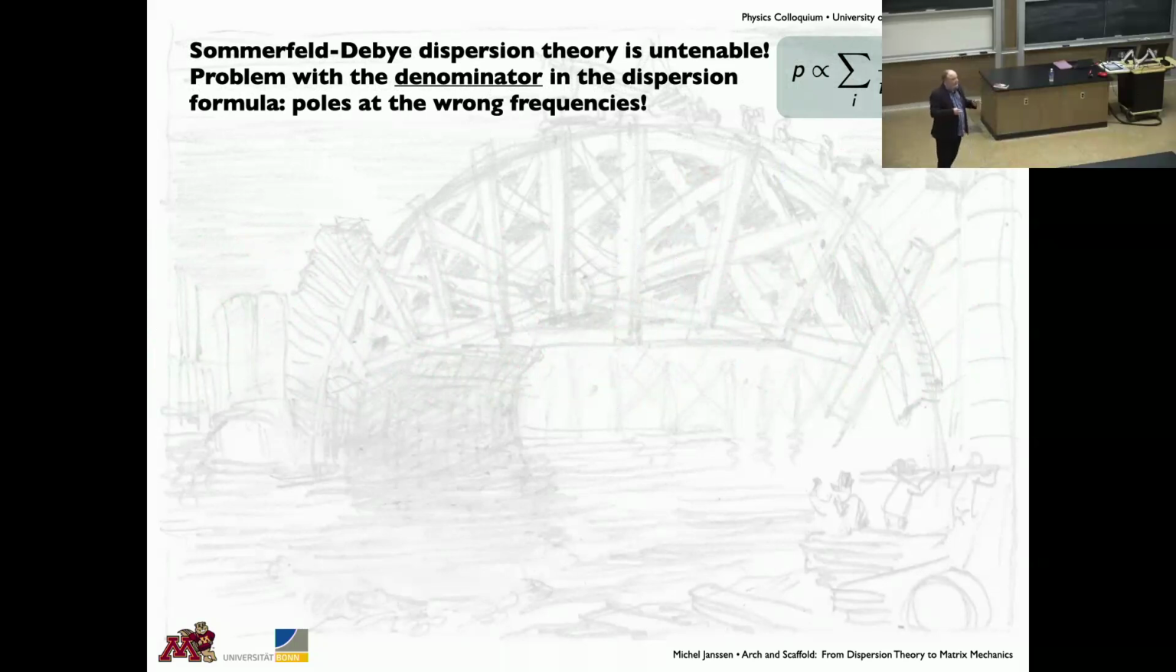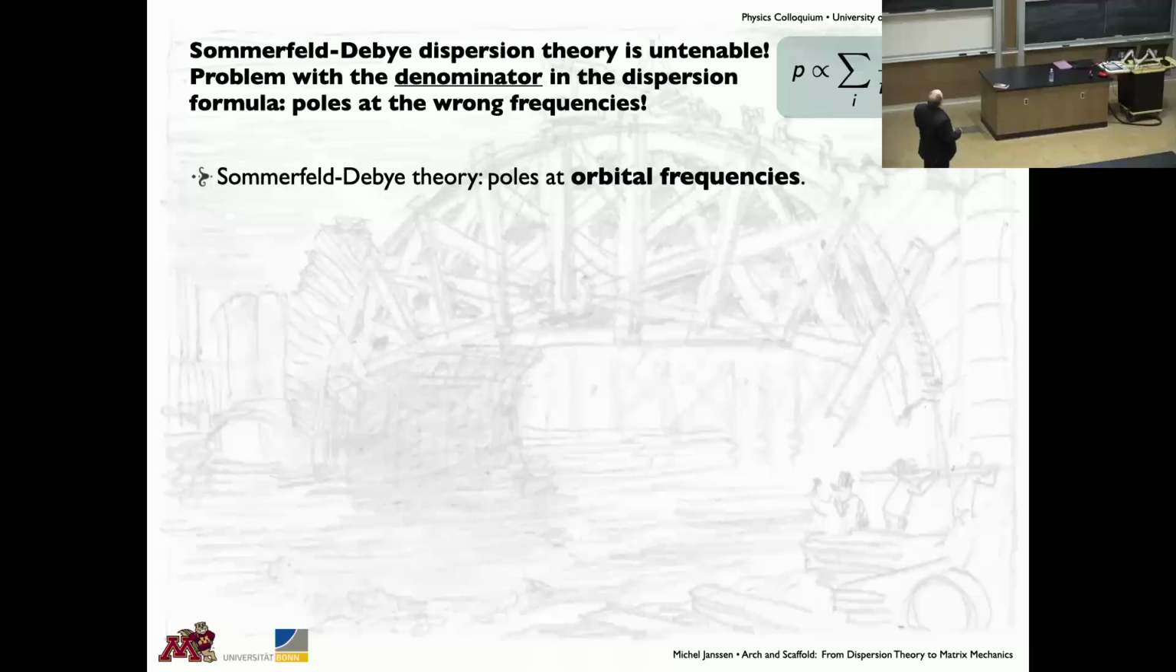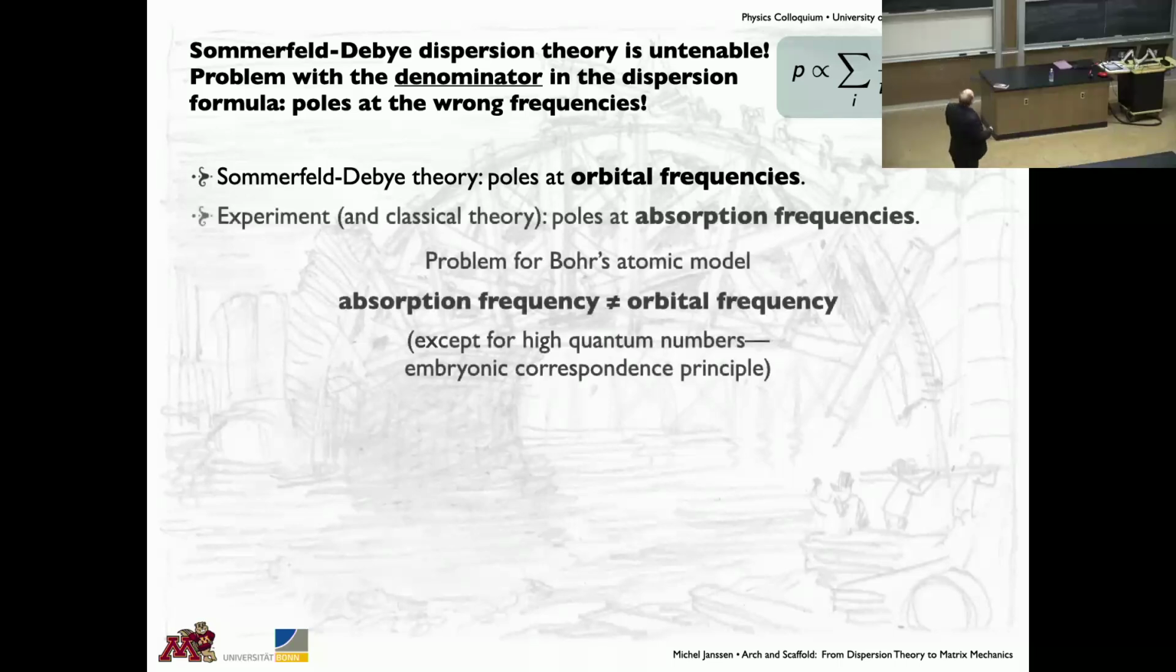Unfortunately, that theory is completely untenable, right? Because you get the poles at the wrong frequency. Clearly what this Sommerfeld-de Baeye theory predicts is that the poles are going to be at the orbital frequencies. And the problem with the Bohr atomic model is that the orbital frequencies and the absorption frequencies are not the same. It's only in the limit of high quantum numbers that these orbital frequencies become the same as the transition frequencies. Right? This was actually seen at the time as the most radical step in the Bohr atom.